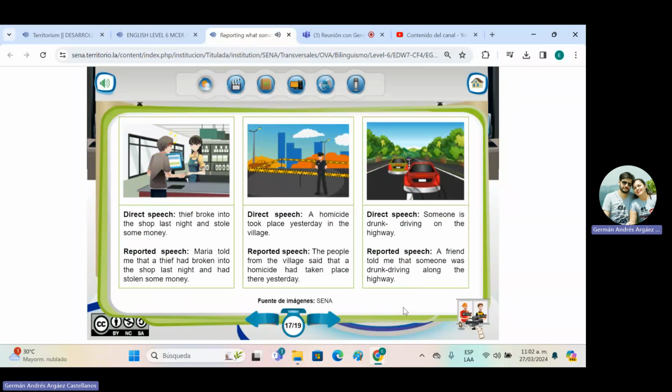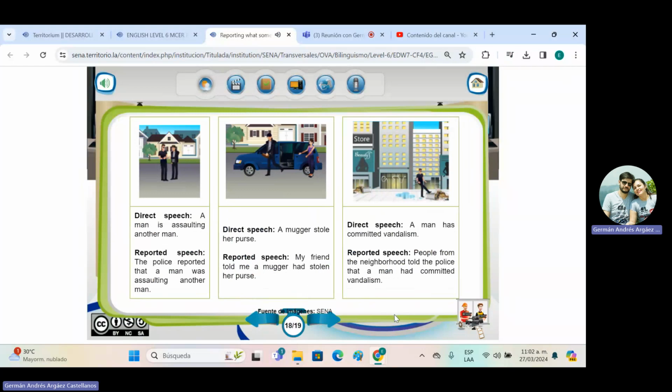Direct speech: Someone is drunk driving on the highway. Reported speech: A friend told me that someone had been drunk driving along the highway. Direct speech: A man is assaulting another man. Reported speech: The police reported that a man was assaulting another man. Direct speech: A mugger stole her purse. Reported speech: My friend told me a mugger had stolen her purse.